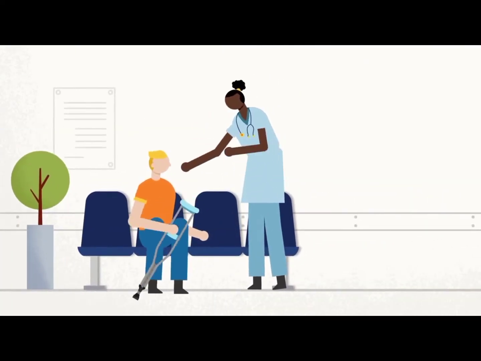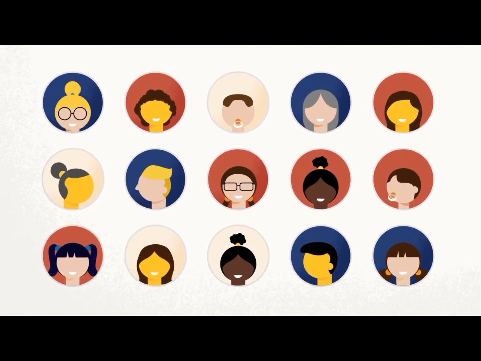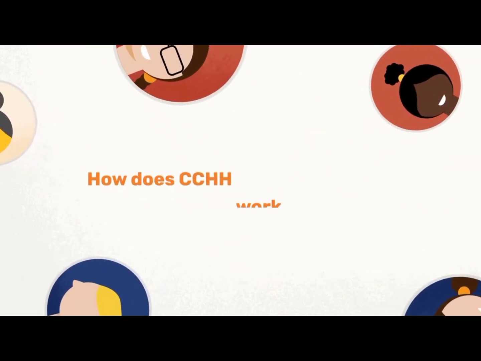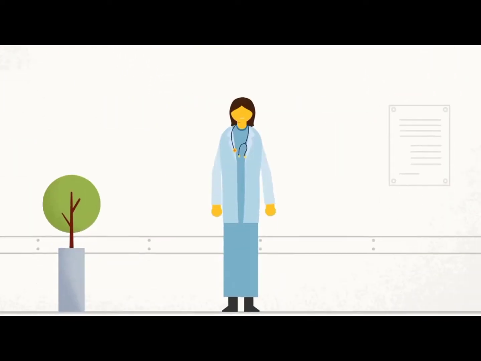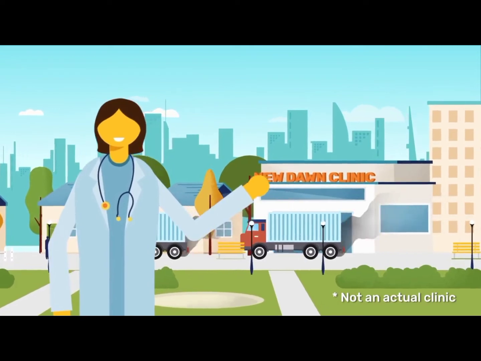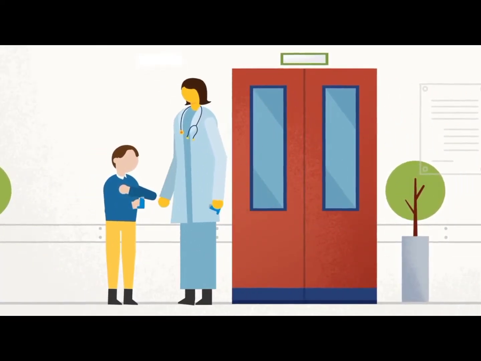Community-centered health homes ease the burden on patients, energize the healthcare team, and empower healthcare professionals to help hundreds of patients, in addition to the ones on their panel. But how does CCHH work in practice? Well, take for example Dr. Lau. She works at the New Dawn Clinic in the city of Richmond. Tim is one of the clinic's patients. He's 11 and has asthma.